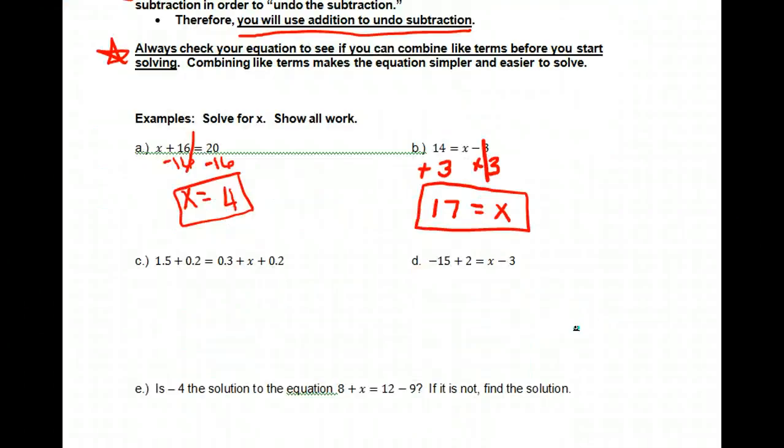Now for example C, look at your equation. Think about my hint. Always check for what? Combining like terms. Please do example C and D. Pause the recording when you're ready. Come back together and we will check your work.